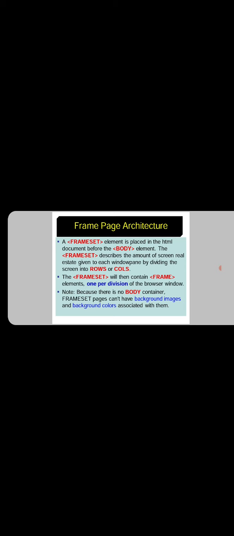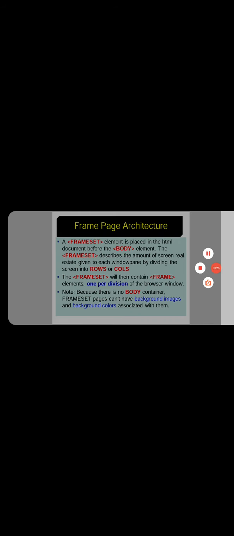A frameset tag is placed in the HTML document before the body element. The frameset describes the amount of screen real estate given to each window, by dividing the screen into rows. Generally, while using frames in HTML, two terms are used, rows and columns.